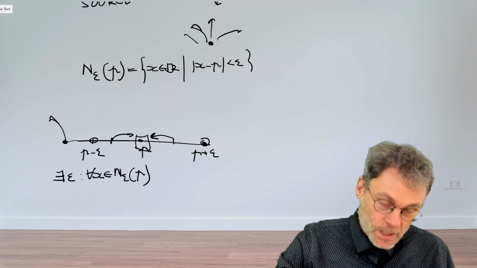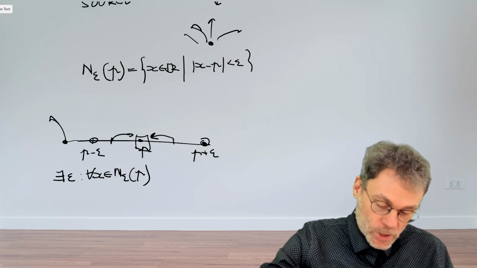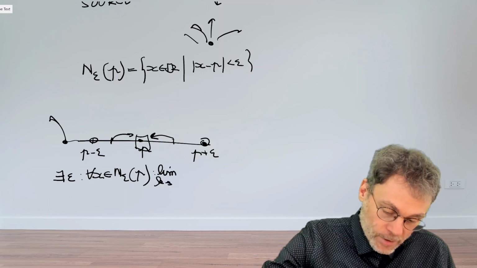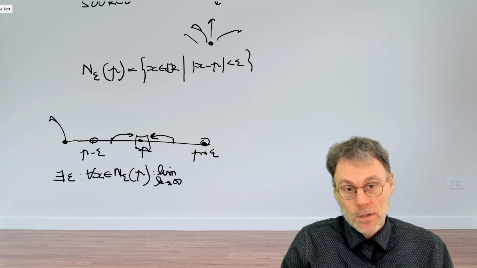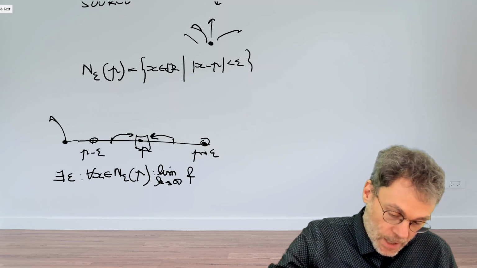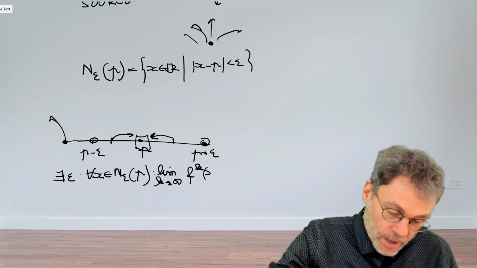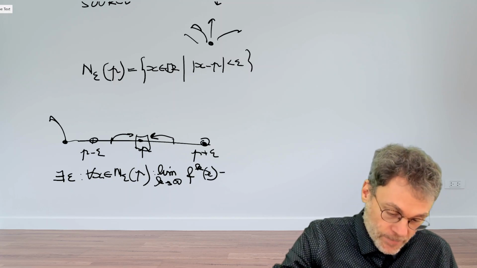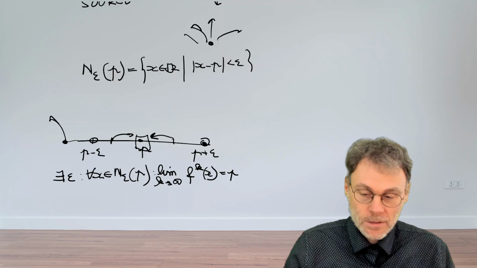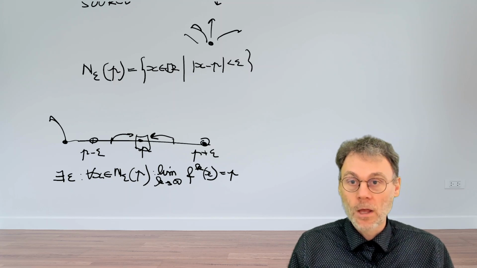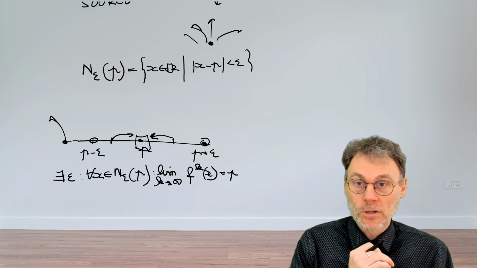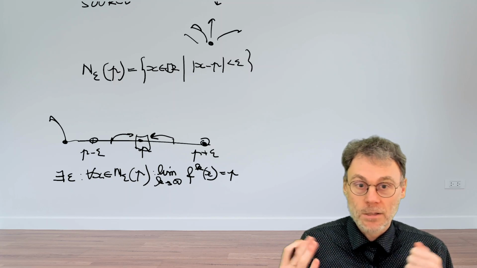So for these points in the epsilon neighborhood, we should have the situation that if you take the limit of applying the map k number of times, an infinite number of times in this case, so k towards infinity of f^k(x) in this small neighborhood around P, this limit will end up at the fixed point P itself. So indeed, this definition captures our intuition that we built up about the sink, the stable fixed point.